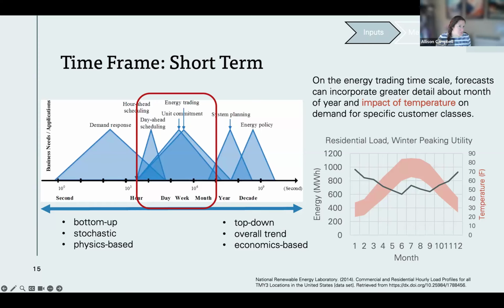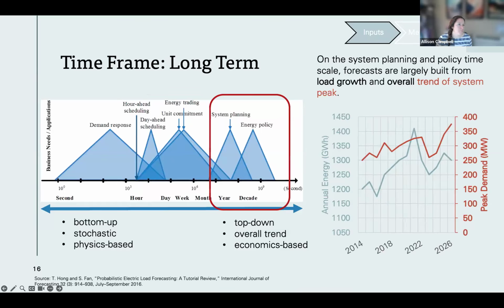So I mentioned specific customer classes and the impact of temperature on those specific customer classes. So on the system planning and policy timescale, these forecasts are largely built from overall trend of the system peak and load growth. These are those top-down and economics-based approaches. An example of the output here is peak demand in megawatts. But you can see that the units on the bottom are by year. So this is very top down and overall trend, and then the annual energy as well.